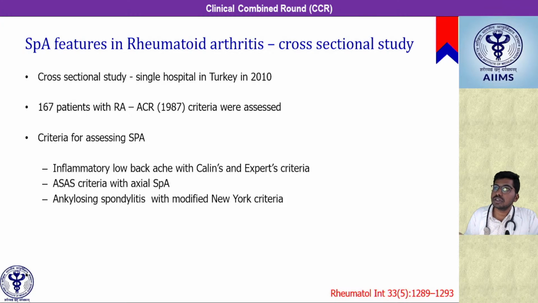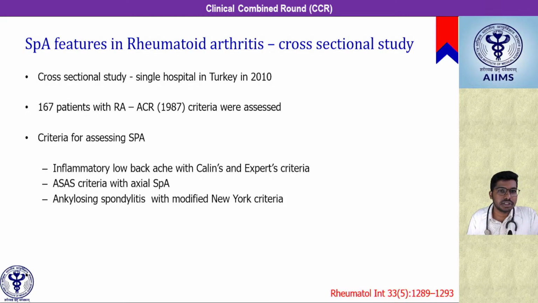We'll briefly discuss two studies about the overlap of SpA with RA. These are two cross-sectional studies, one in Turkey and one in Egypt. They took 167 patients with rheumatoid arthritis satisfying the ACR 1987 criteria, and they used three other criteria for assessing the SpA features in these patients. One was the Calin criteria for inflammatory backache, and the axial SpA and AS criteria. The AS criteria were already described by Dr. Sumit. So what is an inflammatory backache?